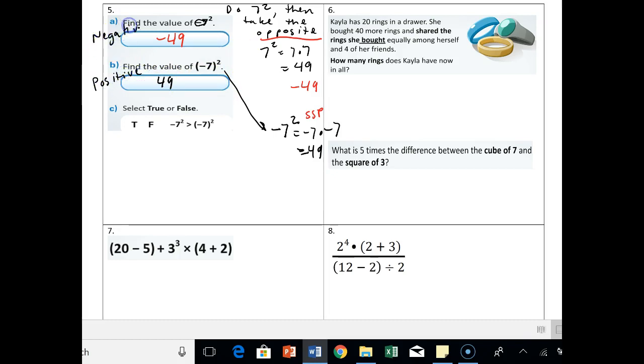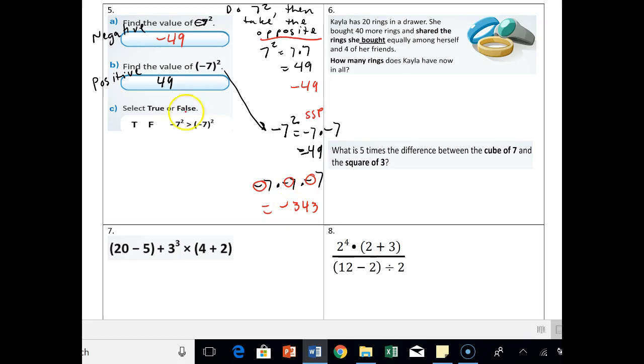Now think about it. If I said negative 7 to the third, that would be negative 7 times negative 7 times negative 7. Your answer in this case would be negative. In fact, negative 7 to the third would be negative 343. Not because I had a negative, but because I had 3 negative signs. An odd amount of negatives will give me a negative answer.